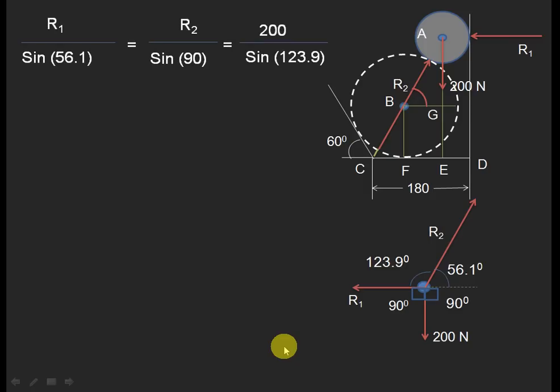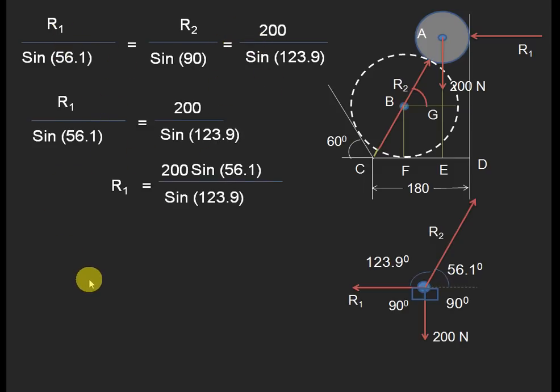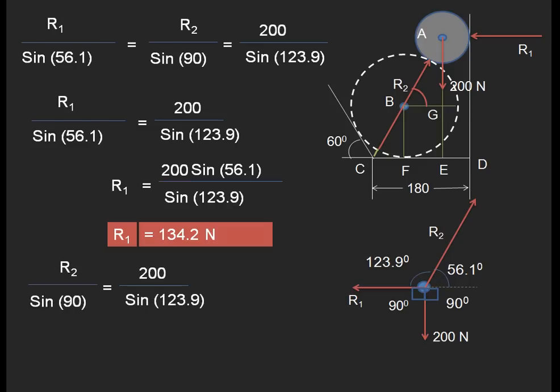Next, on the same line: R1 by sine of 56.1, R2 by sine 90, 200 by sine of 123.9. For finding R1, take the two terms, this term and the last term, and make R1 equal to that, then simplify this equation by using the calculator. Automatically you will get R1 as 134.2 newtons. Similarly, go for the remaining two ratios for finding R2.